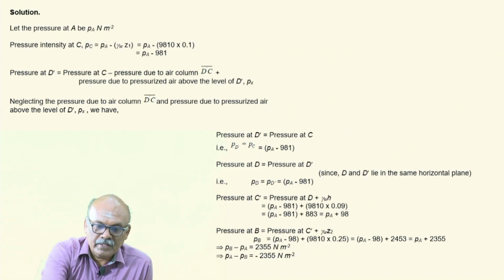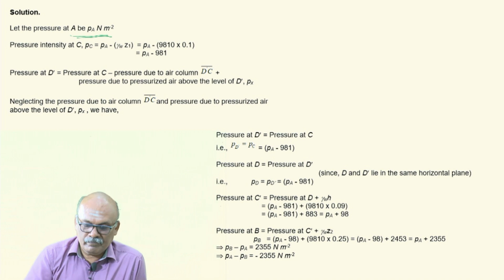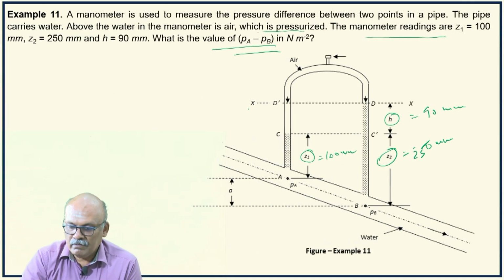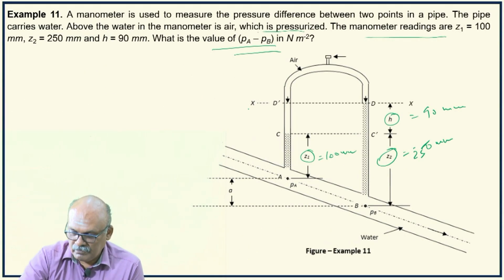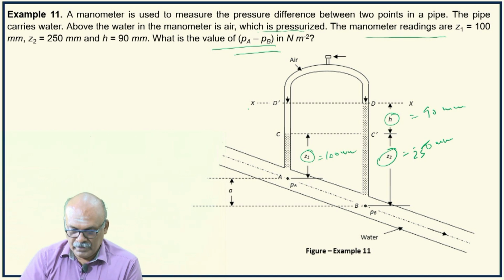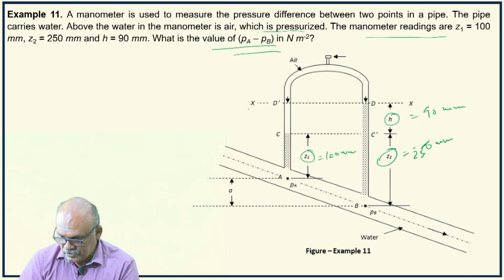So let the pressure at A be PA Newton per meter square. So again we start from A, go via the left limb, then the right limb, and then end up at B, developing the manometric equation stage by stage.